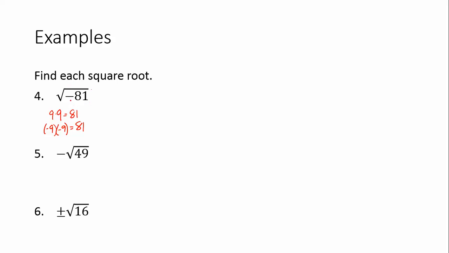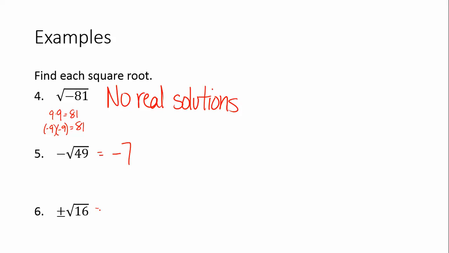And because the roots of square roots have to be the exact number times itself, here we're going to say no real solutions. And this is what you say when the negative is under the square root. Number 5, we have the negative square root of 49, so that's negative 7. In number 6, again, a plus or minus the square root of 16. So the square root of 16 is 4, so that would be plus or minus 4.